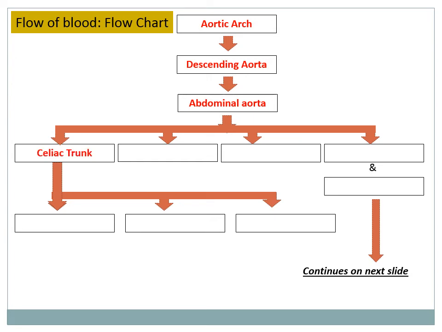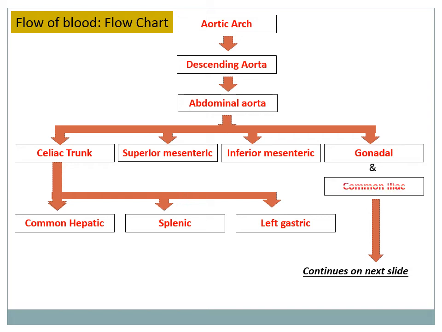The celiac trunk branches into 3 different parts. It's going to be the common hepatic, the left gastric, and the splenic arteries. Going back to your abdominal aorta, it's also going to serve those mesenteric arteries, so your superior and your inferior mesenteric. It also is going to serve our gonadal artery as well as our common iliac artery.